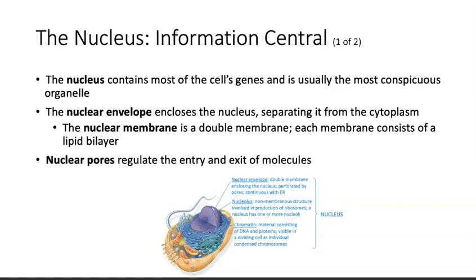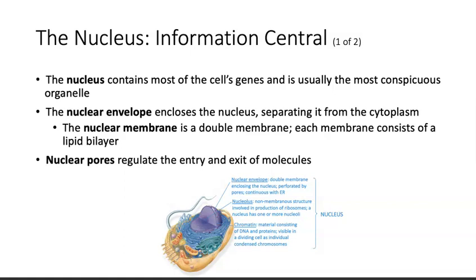The first is the nucleus, and the nucleus is probably the biggest, definitely the most conspicuous organelle in the cell. And we say it's conspicuous because it's also something that picks up a lot of dye, and so it's easy to see under a microscope.